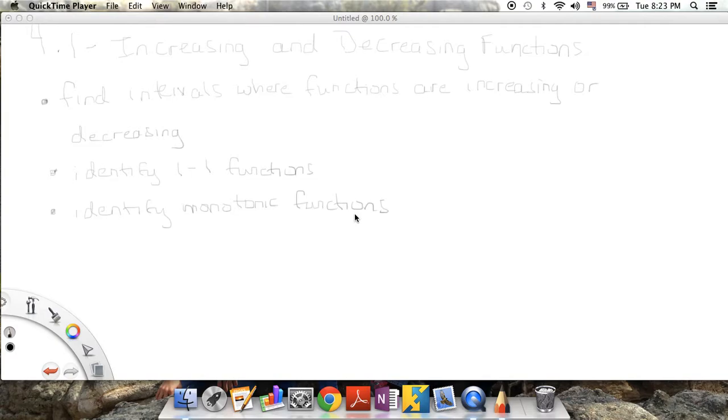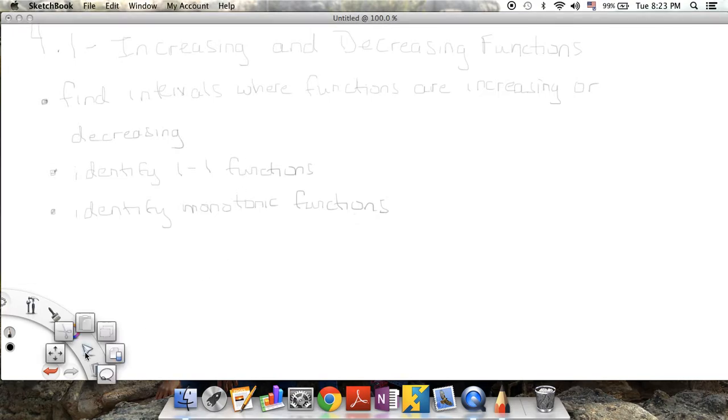Today we're going to talk about section 4.1, increasing and decreasing functions. We're going to talk about finding intervals where functions are increasing or decreasing, identifying one-to-one functions, and identifying monotonic functions. The first thing we're going to cover is some interval notation.